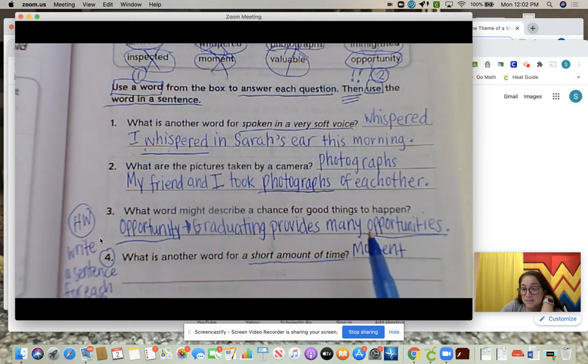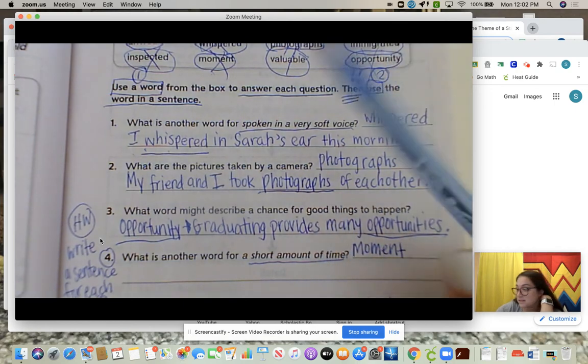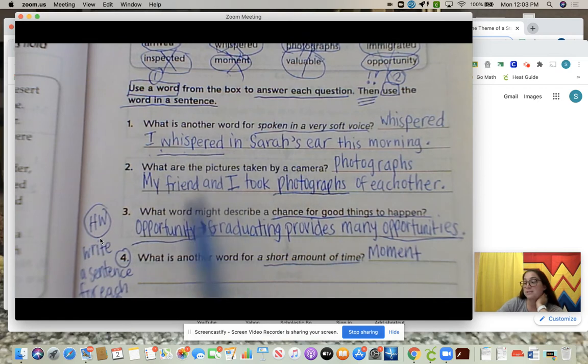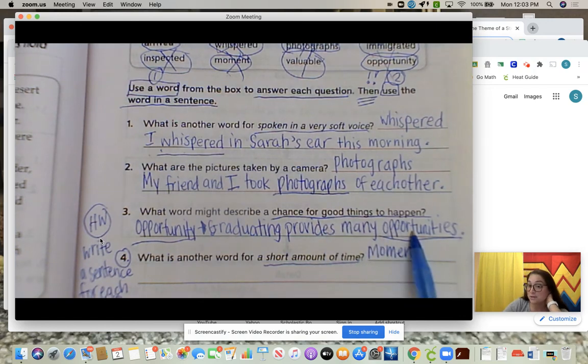Make sure you have at least 6 words. All right. This next one doesn't have 6 words because I didn't have a lot of room, but please try when you can. Number 3, what word might describe a chance for good things to happen? So a chance for good things to happen is opportunity. So an example is graduating school provides many opportunities.